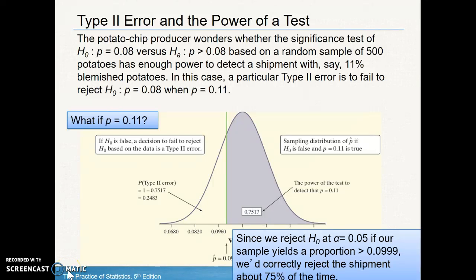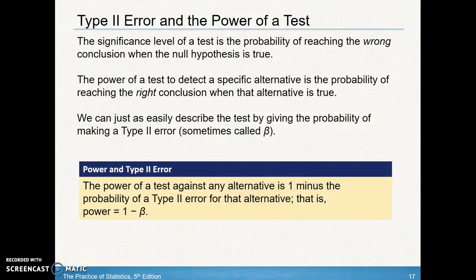Okay, so if I would just talk faster, we would have been done, because there's not much more. But the point is that, just choosing that one number of 11%, about 75% of the time he would correctly reject the shipment that has 11% bad potatoes. Okay, so that's the power of the test: that percentage of time that you would have correctly chosen is kind of the idea. So these are pretty straightforward statements here.